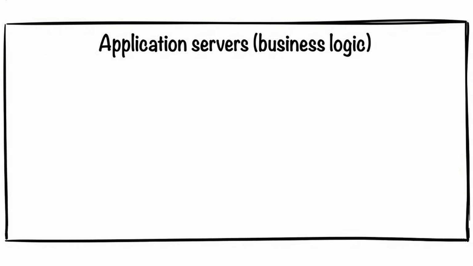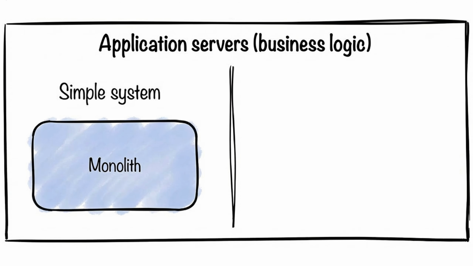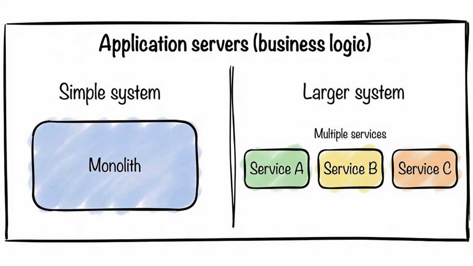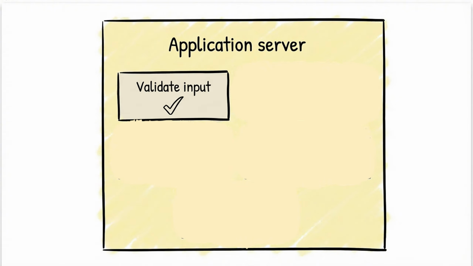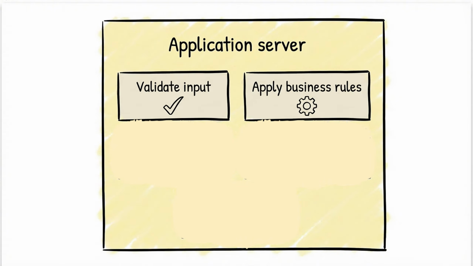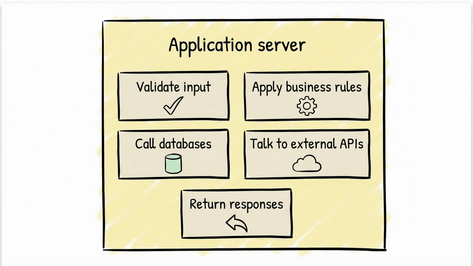Behind that, you have application servers. This is where your business logic lives. In a simple system, it might be one monolith. In a larger one, it might be multiple services. The application layer validates input, applies rules, calls databases, talks to external APIs, and returns responses.